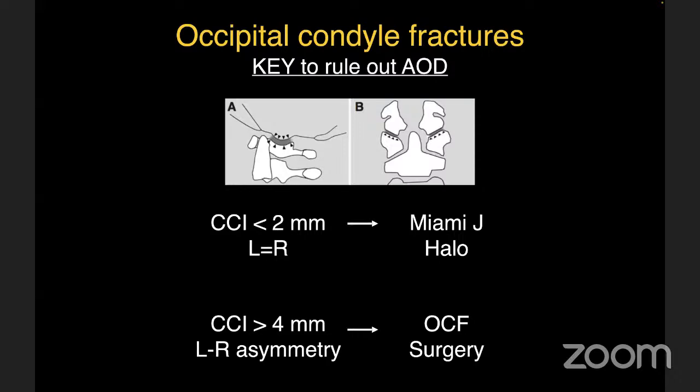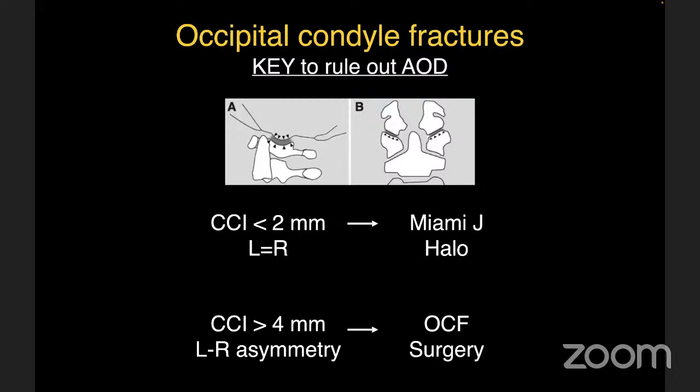So again, if you ever find an occipital condyle fracture on the CT scan, look for the CCI. If the CCI is more than 4 millimeters, or there is left-to-right asymmetry, consider that this could be a more serious injury than just a chip fracture of the occipital condyle.